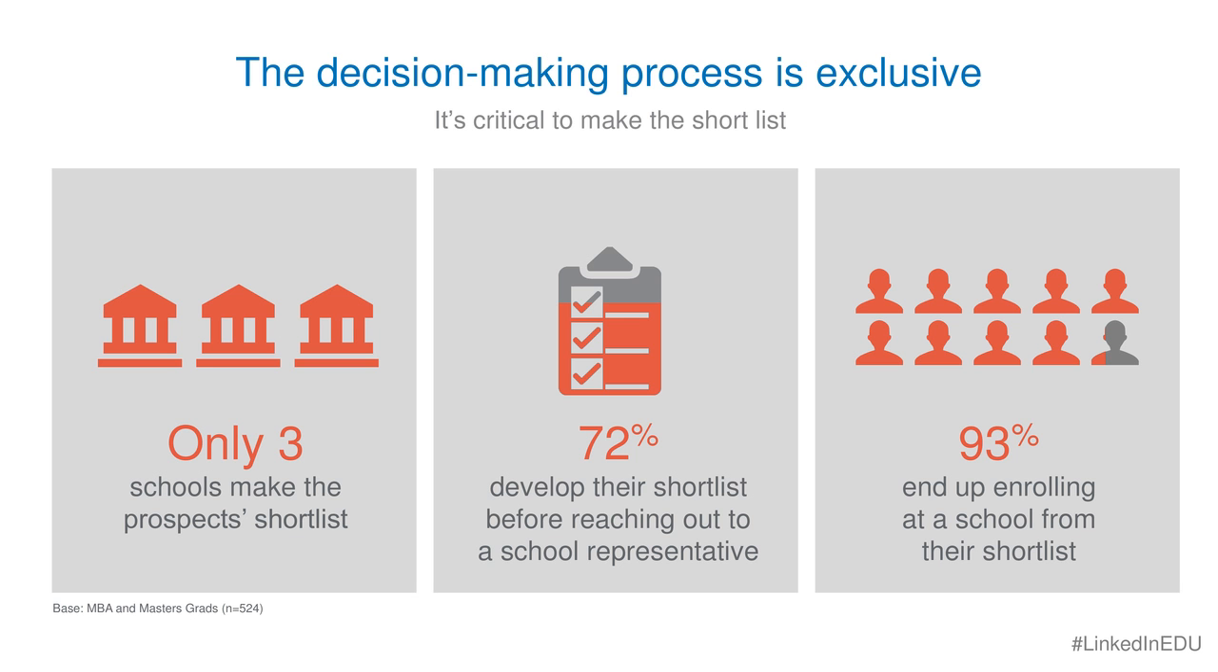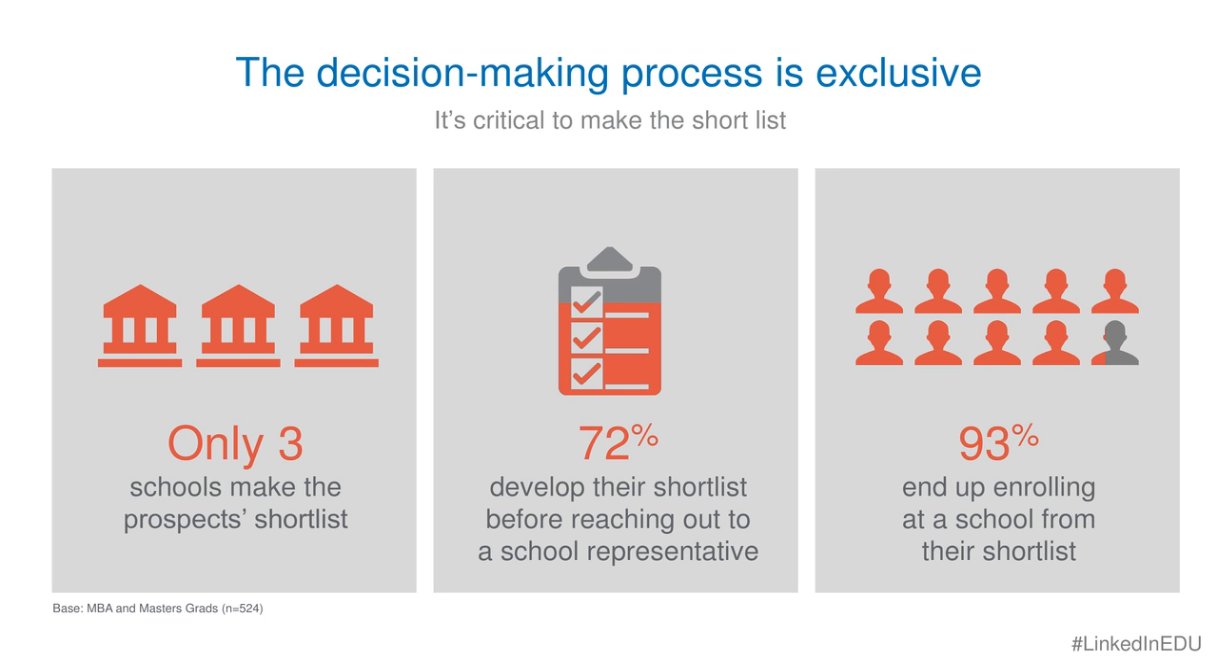So let's talk a little bit about the first finding and get a better understanding of the overall decision-making process that most prospects go through. Our research revealed that the decision-making process for graduate degrees is very exclusive. As I mentioned, on average, only 3 schools make it to the short list.